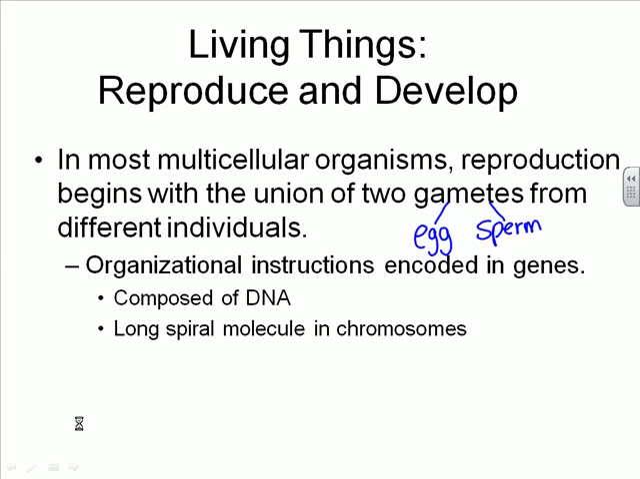Now, development is controlled by your genes, these instructions encoded within our genes that tell the body how to develop, when to develop, how far to go. And your genes are just portions of DNA, these really long spiral molecules found inside of a cell in a region referred to as a chromosome.